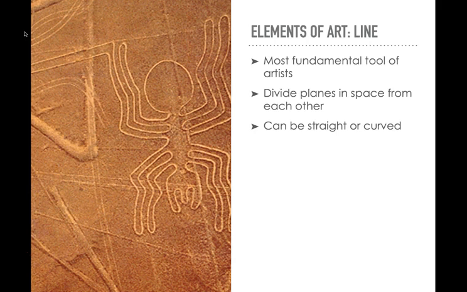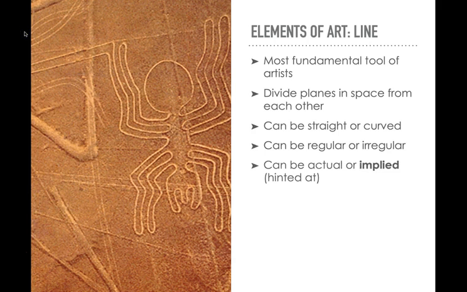Lines can be straight or curved. They can be regular or irregular. You see here in the graphic on the left a piece of art done by ancient people out of dirt. It includes both curved and irregular lines. Lines can be actual or they can be implied. In other words, hinted at.